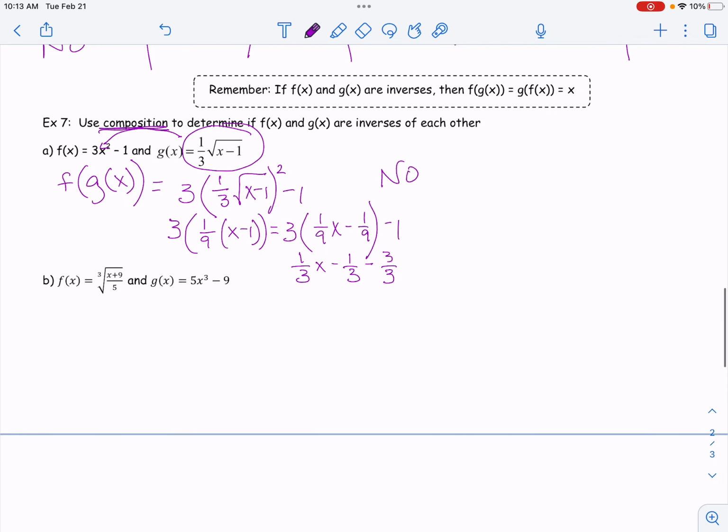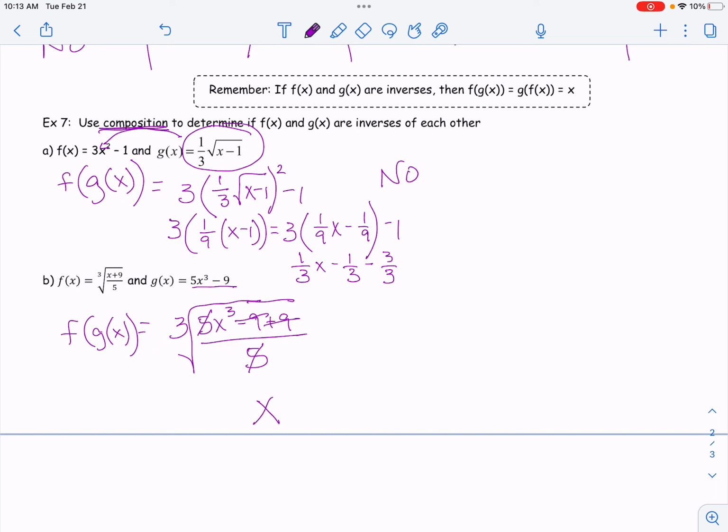Let's do this one. Okay. Take your f of x. We're going to replace it with g of x. So my f of x is this, the cube root. I'm taking this and putting it in for x. So this is 5x cubed minus 9 plus 9 over 5. Well, these cancel, this cancels, and I have the cube root of x cubed. That's x. That works.